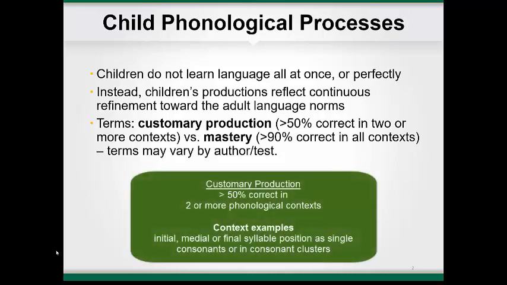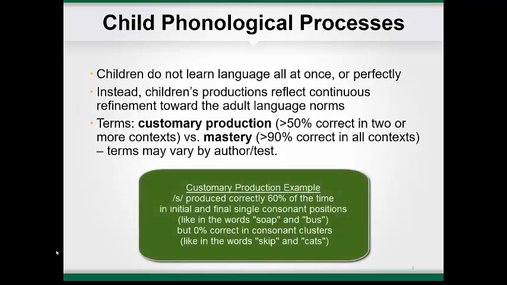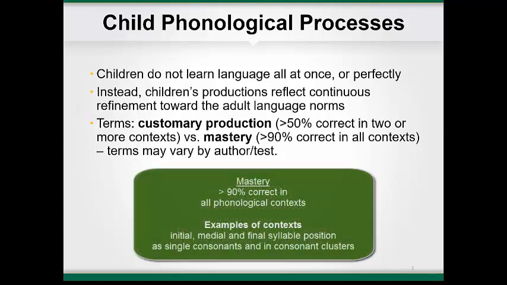The first term is customary production, which means that a child produces a speech sound correctly at least 50% of the time, in at least 2 or more contexts. This could mean, for example, that a child produces an s sound correctly about 60% of the time in initial and final single consonant contexts, but never in consonant clusters.